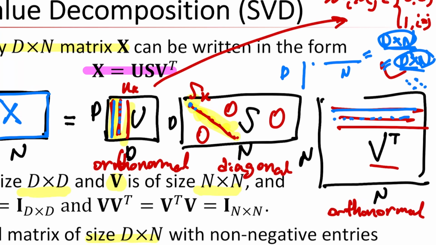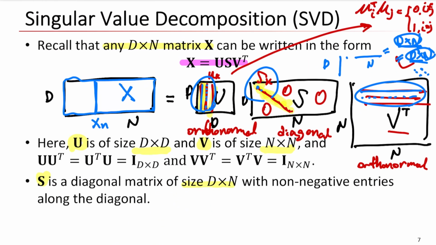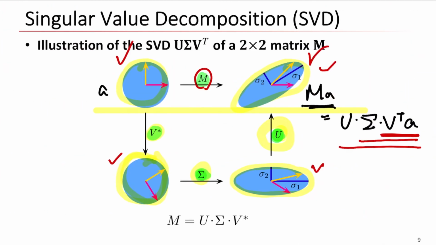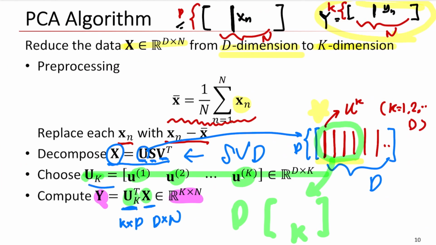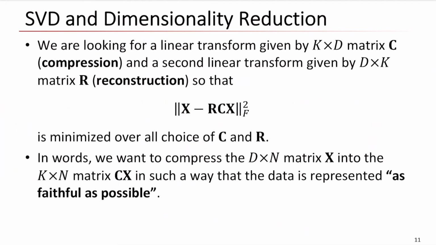So it means that by using the first few Uk, Sk, and Vk, we can find a good approximation of the original matrix X. Okay, so it means that by using this one, we can project the original matrix X to the new Y. So this is the key ingredient of the PCA algorithm.